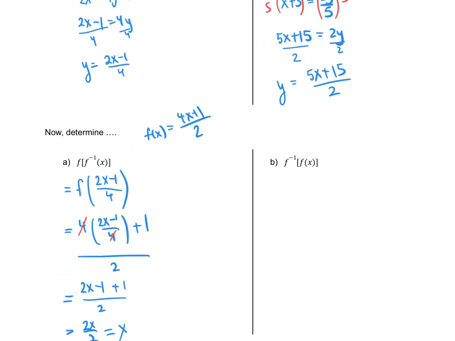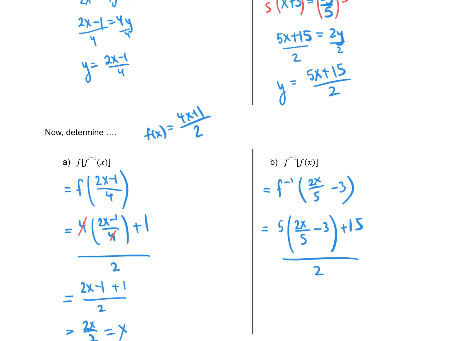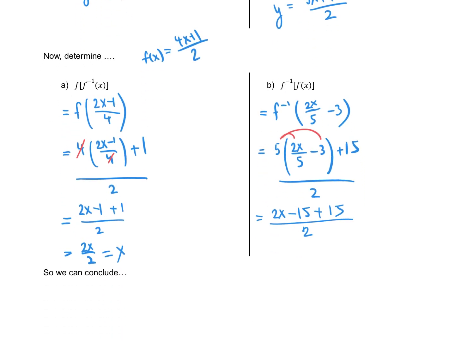And this time, we're going to start with the inverse. That's going to be our outside function, and we're going to put the original function in. The original function was 2x over 5 minus 3. So that's going to go in for x in the inverse. So I'm going to have 5, but then instead of x, I'm going to put (2x over 5 minus 3), and then add 15, and then all over 2. So let's go ahead and distribute that 5 in. That's going to be 10x over 5, which is 2x. 5 times negative 3 is negative 15. Then on the outside, we had plus 15 over 2. The negative 15 plus 15 is 0, so that we have 2x over 2, which is x once again.